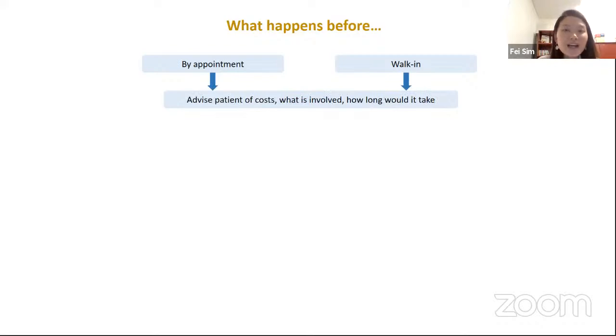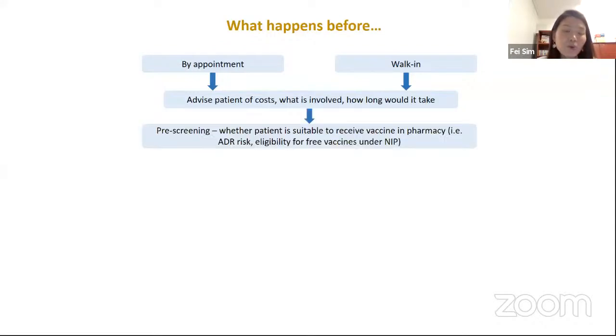So what happens after the patient has come into your pharmacy? You then advise them of how much it costs, what is involved, and also how long the whole procedure would take. And then the pharmacist would do a pre-screening whereby they would ask a lot of questions to make sure that the patient is suitable to get the vaccine in the pharmacy today. So this includes checking about ADR risk, which is adverse drug reaction risk, and also checking for eligibility to see if they would qualify to get any free vaccines if they were to go to, for example, a GP.